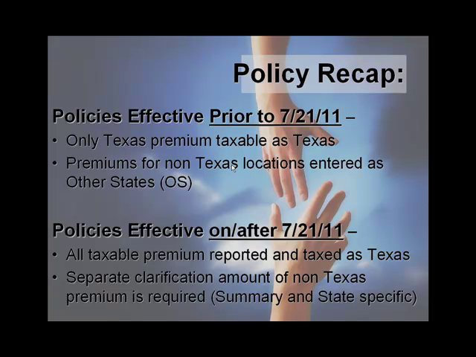To recap, for policies effective prior to July 21st, 2011, only the Texas premium is taxable, and a separate entry for non-Texas premium is entered as Other States, or OS. For policies effective on or after July 21st, 2011, where Texas is the home state, all taxable premium is reported and taxed as Texas premium, and a separate clarification amount of the non-Texas premium is also required. The separate collection of the non-Texas premium is at the direction of the Texas Department of Insurance and the Comptroller's Office.